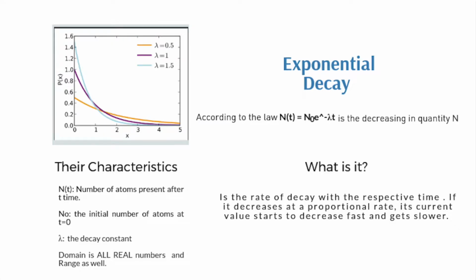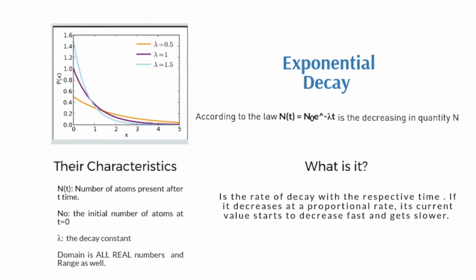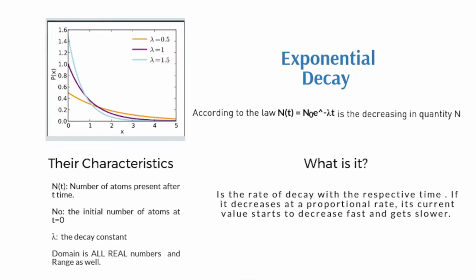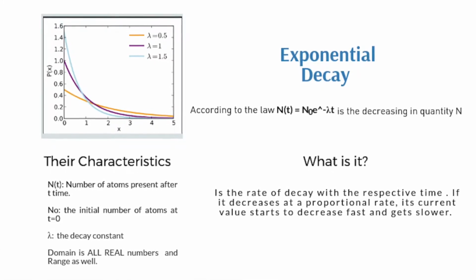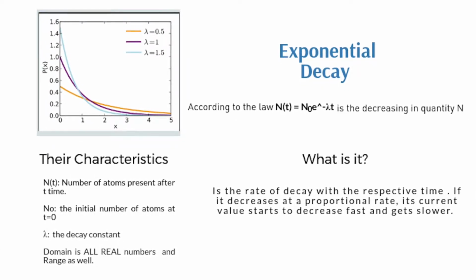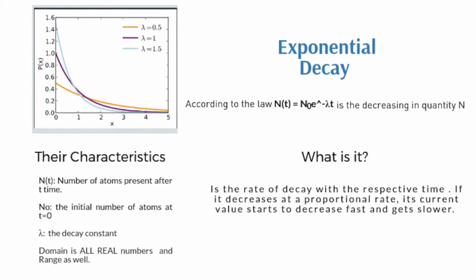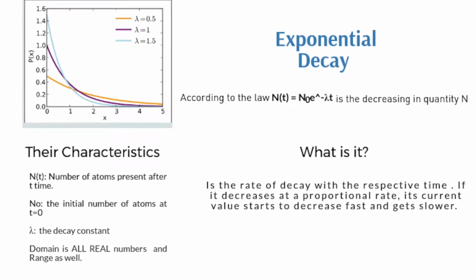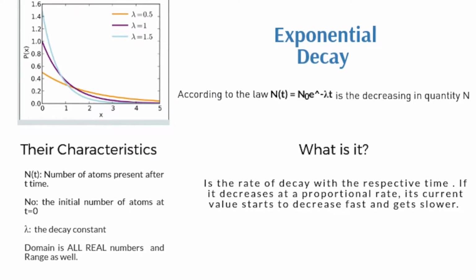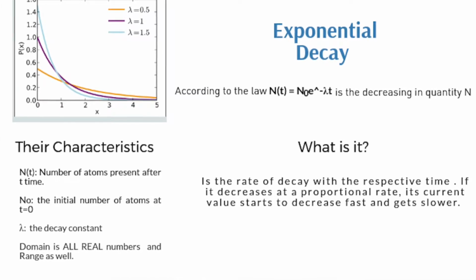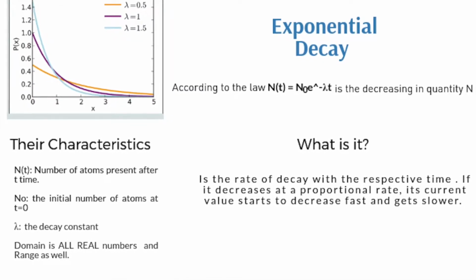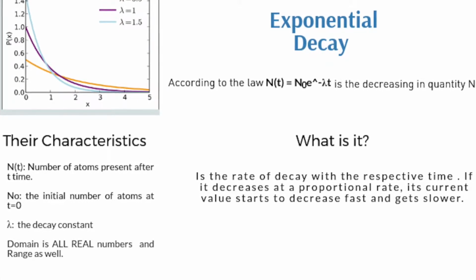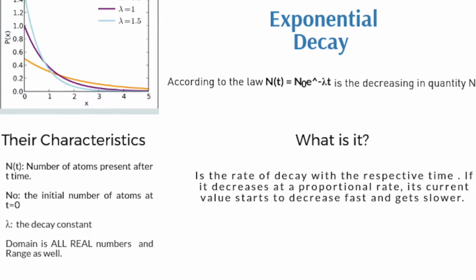For exponential decay, we can see in the chart on the left that it depends on the numbers you apply to the formula whether the numbers will be bigger or smaller, and we can see it in the lines in colors. What is exponential decay? It is the rate of decay with respect to time. If it decreases at a proportional rate, its current value starts to decrease fast and later gets slower as time passes. Some characteristics are the following. Their domain and range are all real numbers, and here is shown what our formula is about.